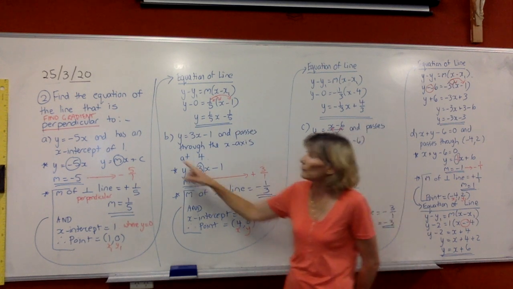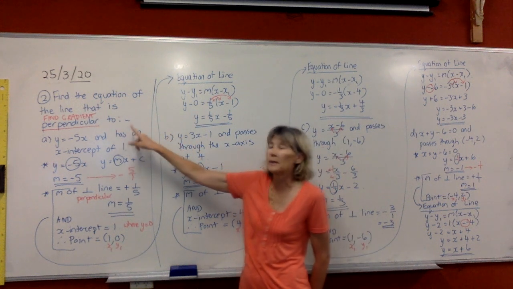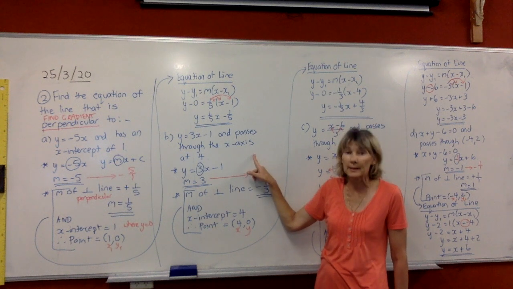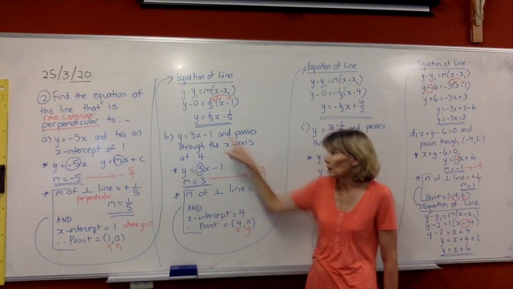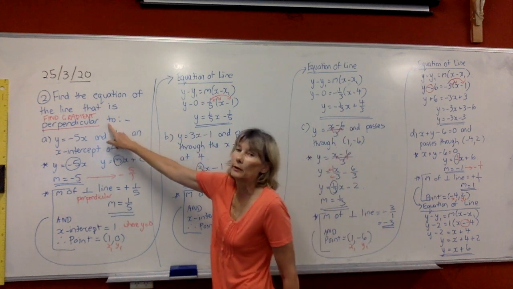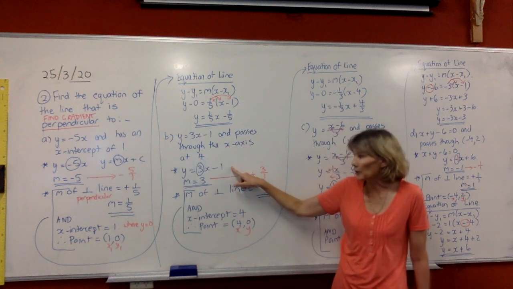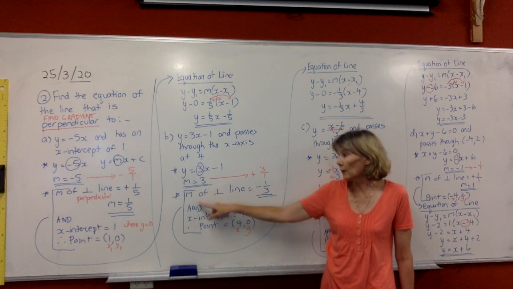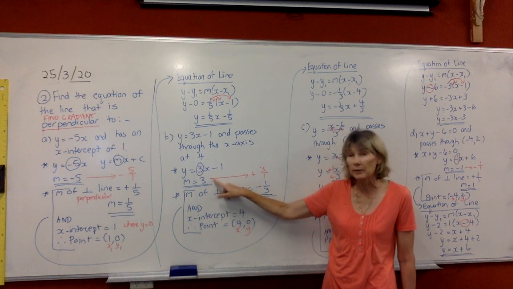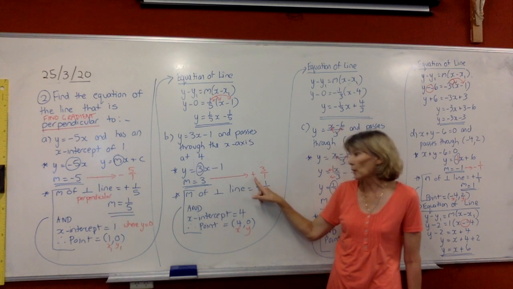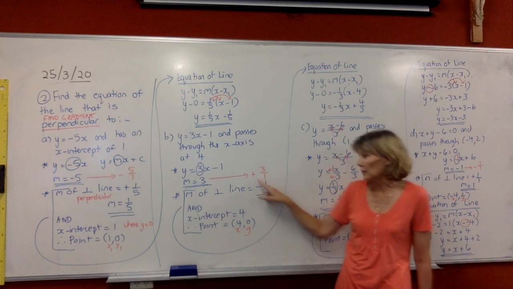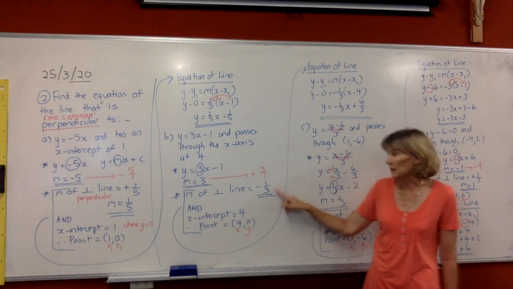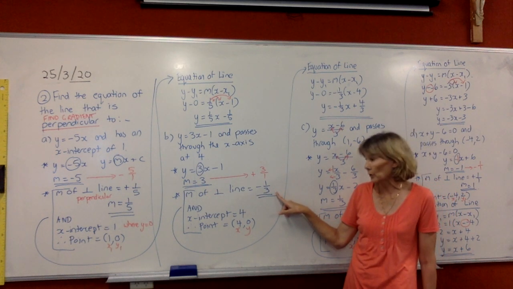Alright, on the next one, we're finding the equation of the line that is perpendicular to y equals 3x minus 1 and passes through the x-axis at 4. So again, we're going to find the gradient first. Write the equation down. Its gradient will be 3. To find the gradient of the perpendicular line, we have to have this as a fraction. So we're going to write it as positive 3 over 1. Change the sign, turn this upside down. The gradient of the perpendicular line is minus 1/3.